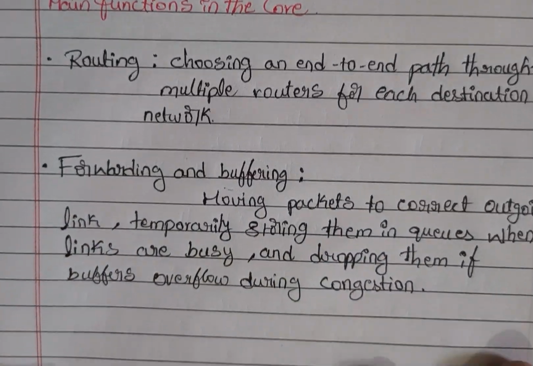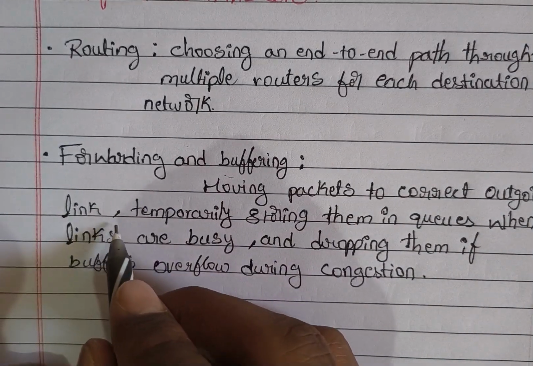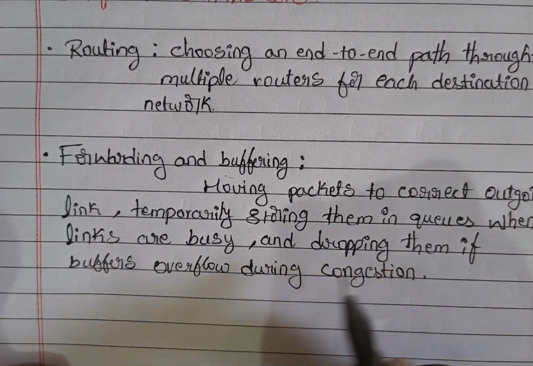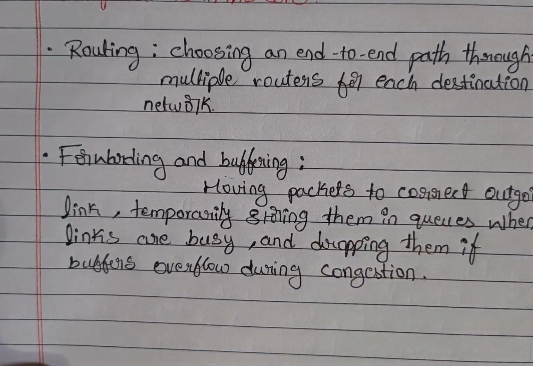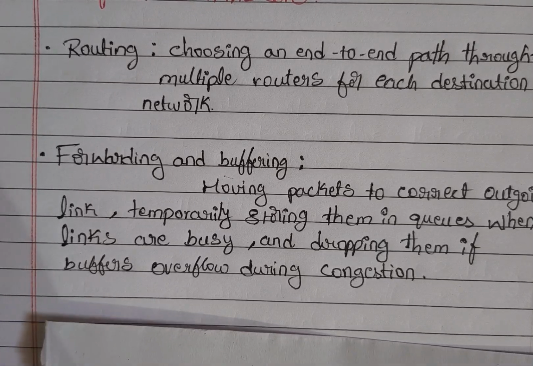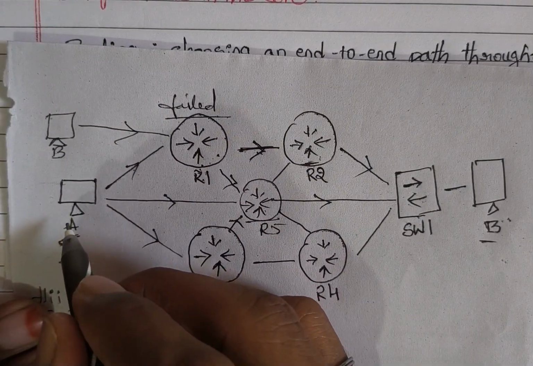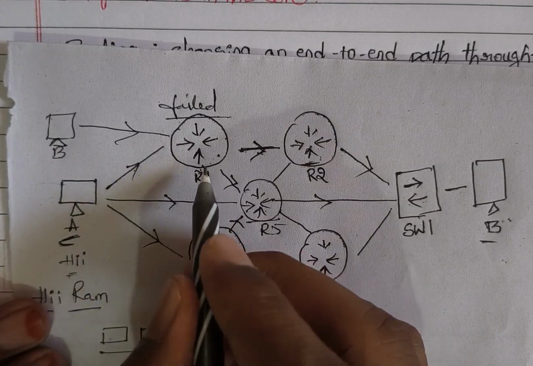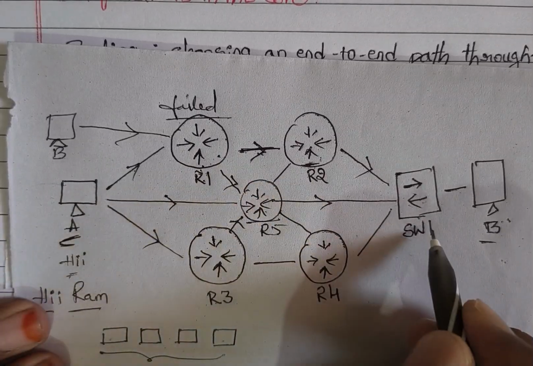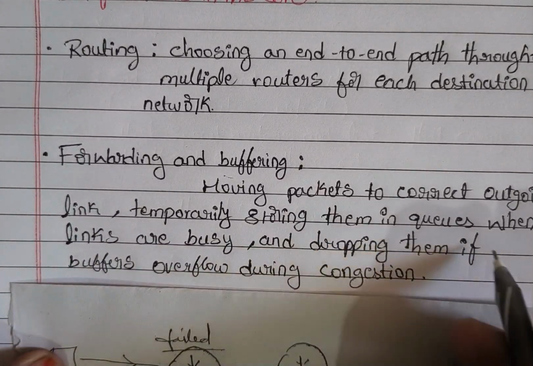Forwarding and buffering: moving packets to the correct outgoing link, temporarily storing them in queues when links are busy, and dropping them if the buffers overflow during congestion. Here a system sends the message to router 1, router 1 to router 2, router 2 to switch 1, and switch 1 to B. Here, what it says is temporarily storing them in queues.